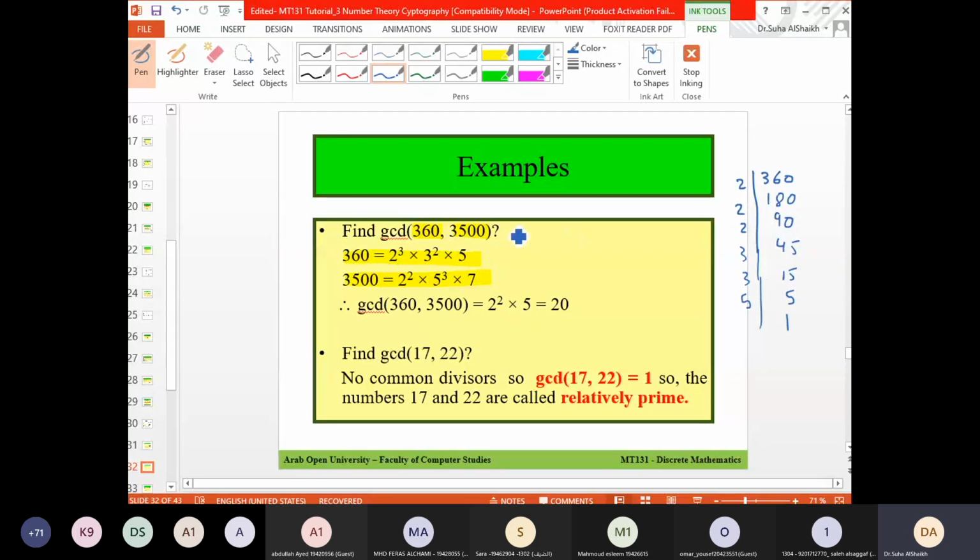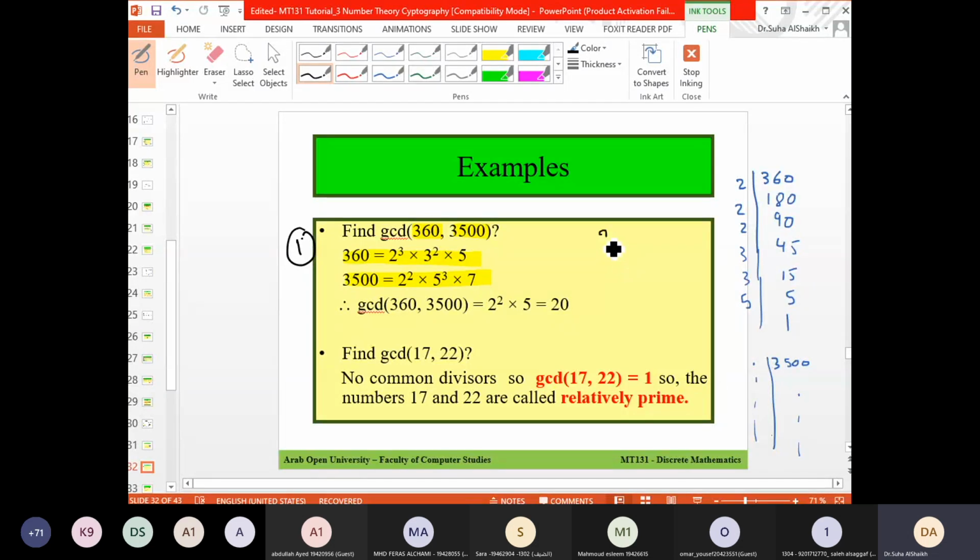So it is 2 to the power 3, times 3 to the power 2, times 5. Check how they found 3500 as well. Check how we find the prime factorization. This will be the prime factorization of the two numbers. Step number 1 is finding the prime factorization. Step number 2, I take the minimum power.